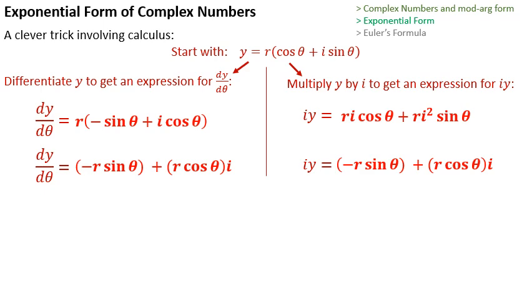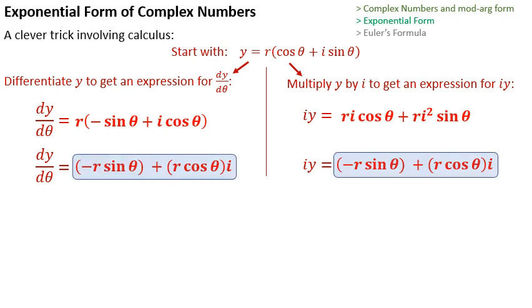That in itself should be a little weird, but it gets better. What we're going to do next is take these two terms, which are the same. We recognize that they're equal. And if the right-hand sides of those two equations are equal, then it must mean the left-hand sides are equal. So we can write this, dy by d theta equals iy.